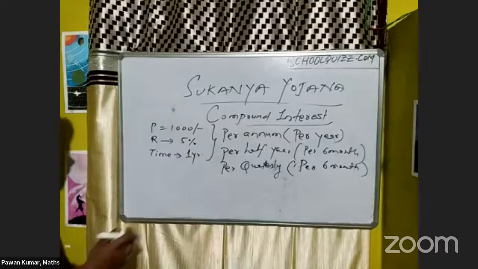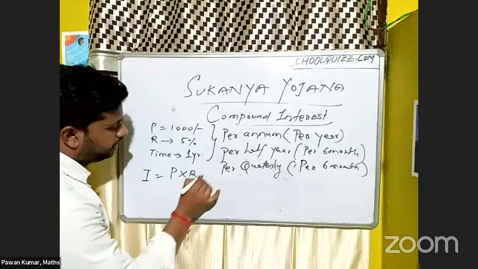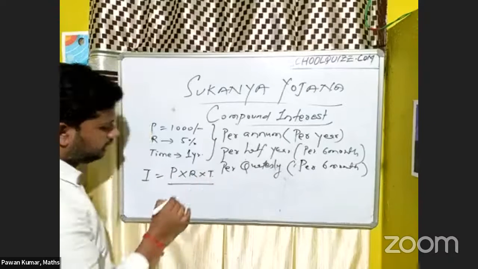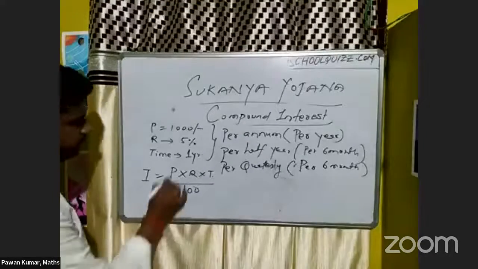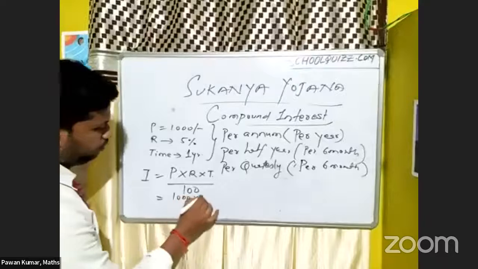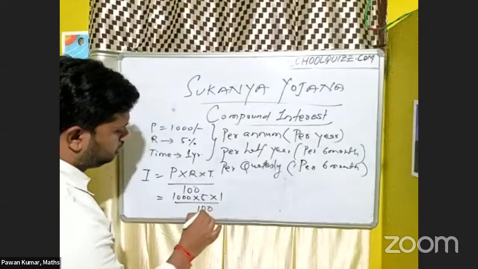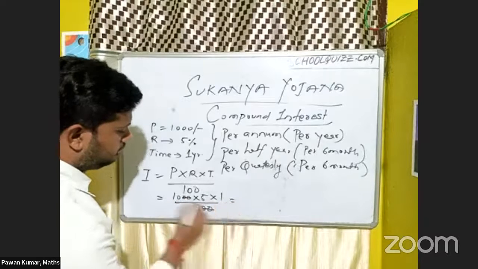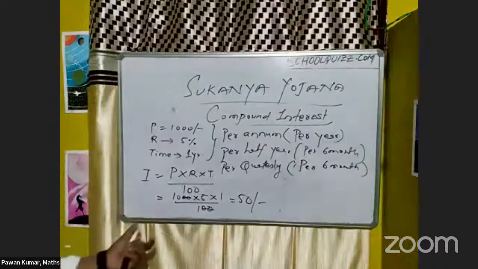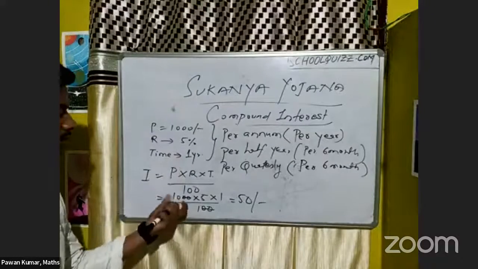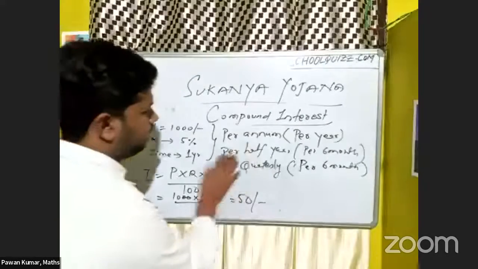So how much interest they can charge? If I say principal into rate into time by 100, that is the formula for simple interest. So for 1000 into 5 into time, that is 1 year, by 100, the zeros cancel, and I'm getting 50 rupees interest per 1000 per annum. That will be per 1 year, giving an extra 50 rupees for them.